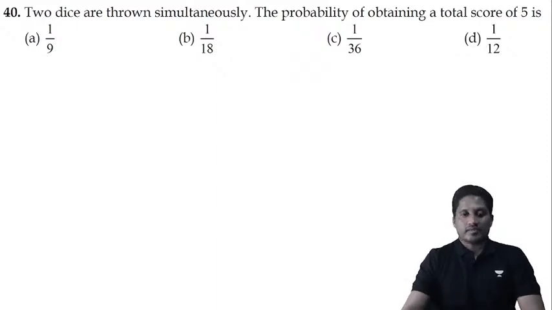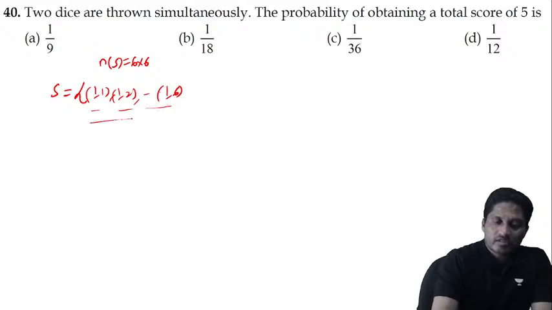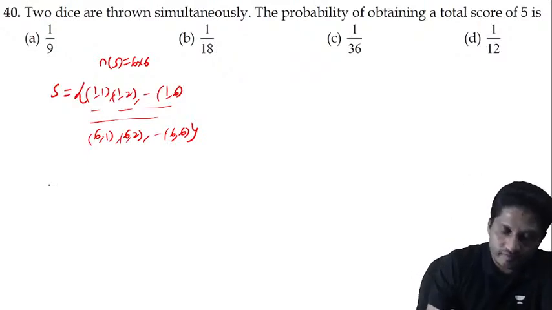Two dice are thrown simultaneously. Sample space will be equal to 1,1, 1,2, and so on up to 1,6, and so on. This will continue, 6,1, 6,2, and so on up to 6,6. N of S is equal to 6 into 6. This is the total sample space. I should get the probability of obtaining a total score of 5. So the probability that the sum should be equal to 5.